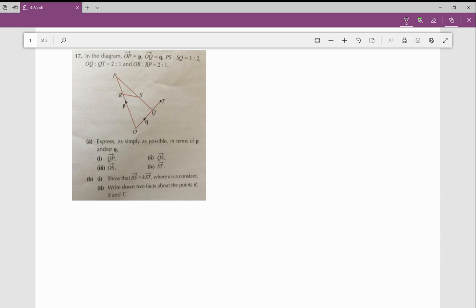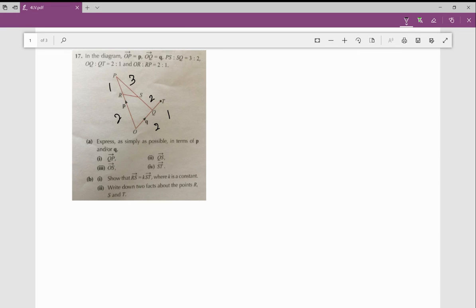Usually, it's good practice to annotate on the diagram itself. Use pencil to annotate, especially the ratios. For example, OP is P and OQ is Q. PS to SQ is 3 to 2, so this is 3 and this is 2 units. Then OQ to QT is 2 to 1, and OR to RP is 2 to 1. So it's good to annotate this.